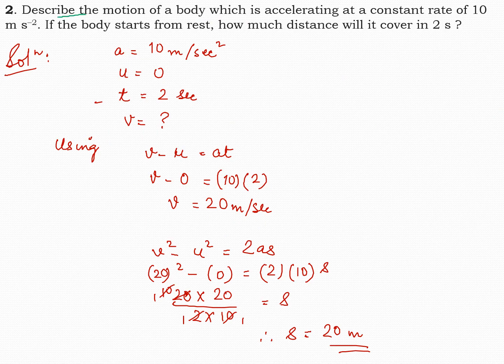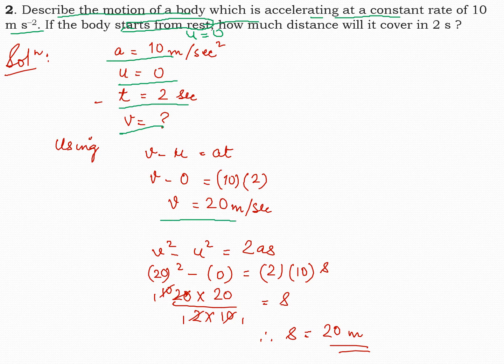For question number 2, describe the motion of a body which is accelerating at a constant rate of 10 meter per second square. The body starts from rest. Whenever the body starts from rest, the initial velocity is always 0. So A is 10 meter per second square, U is 0. Time is given as 2 seconds. You have to find V. So V will be calculated as 20 meter per second. Then you have to find the distance using the formula v square minus u square equals 2as. So you'll get the value of s as 20 meter.